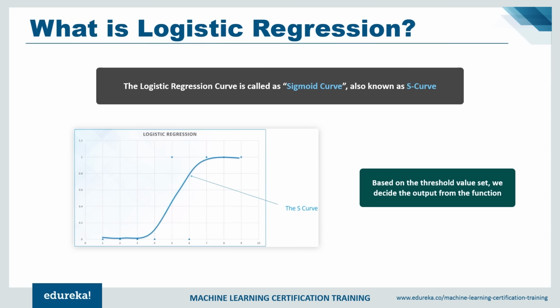Now how to decide whether the value is 0 or 1 from this curve? Let's take an example. What we do is provide a threshold value. We set it, we decide the output from that function. So let's take an example with a threshold value of 0.4. Any value above 0.4 will be rounded off to 1 and any value below 0.4 will be reduced to 0.